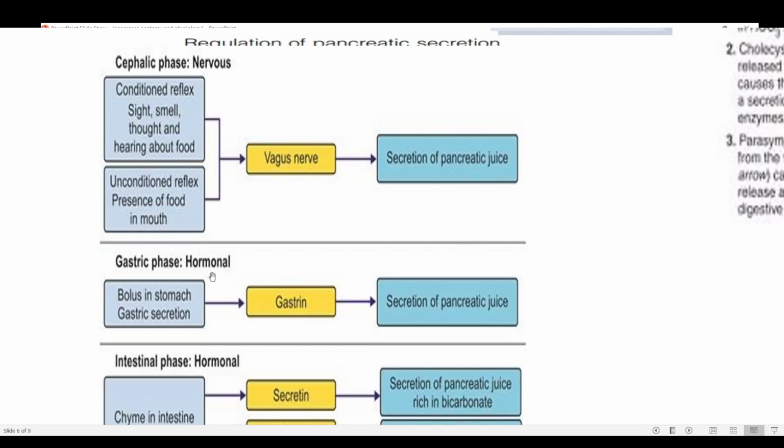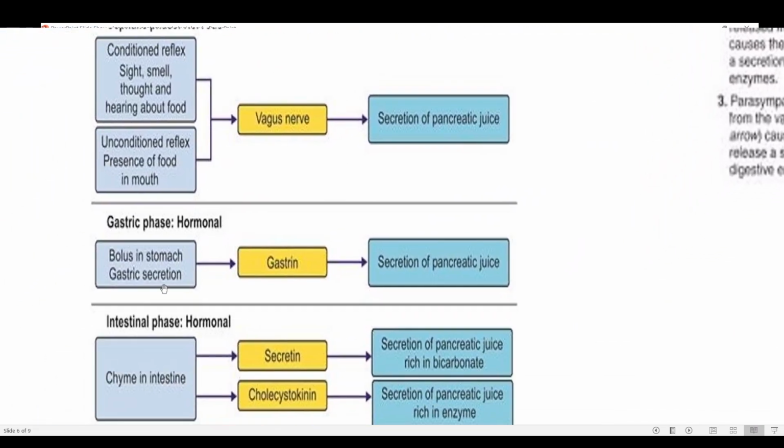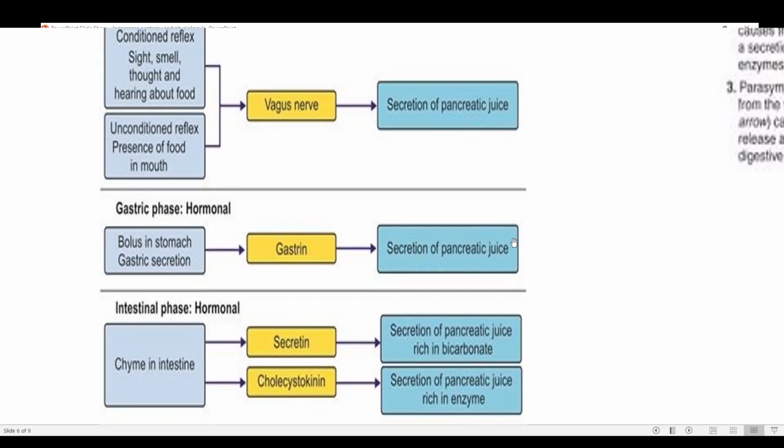Then the gastric phase: the bolus of food enters the stomach from the mouth, and the gastric cells secrete gastrin, which induces the secretion of pancreatic juice. Here also less than 20 percent of pancreatic juice secretion occurs. The last phase is the intestinal phase. The gastric and intestinal phases are controlled by hormones, and the cephalic phase is controlled by the vagus nerve.